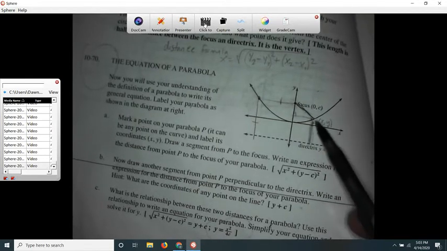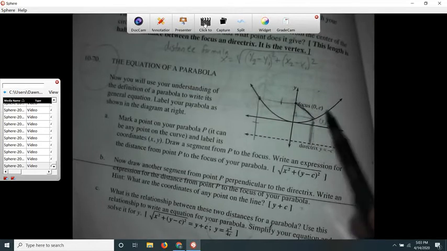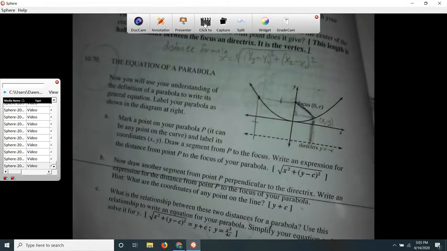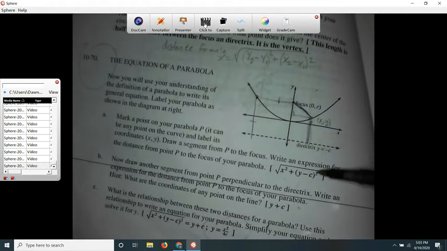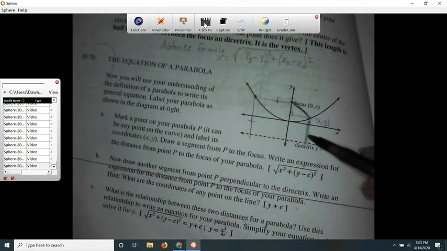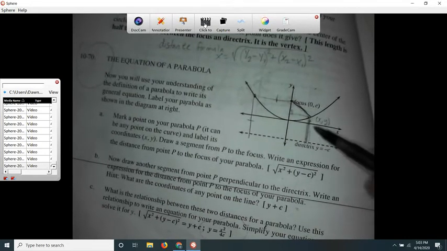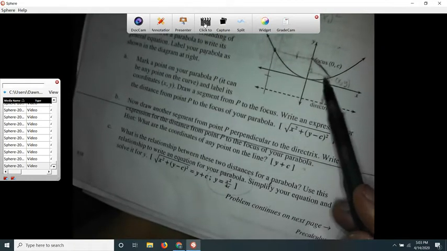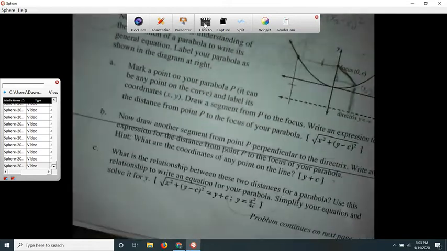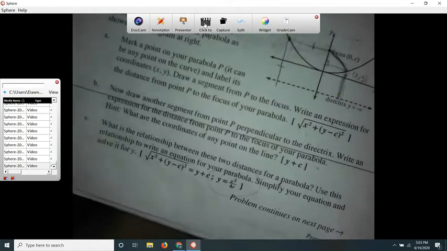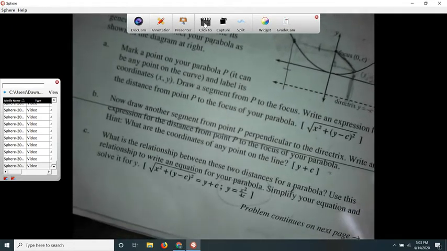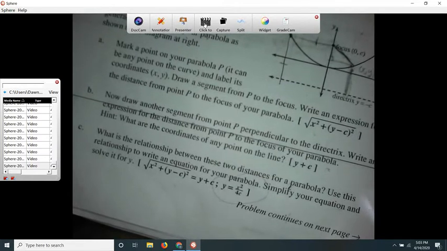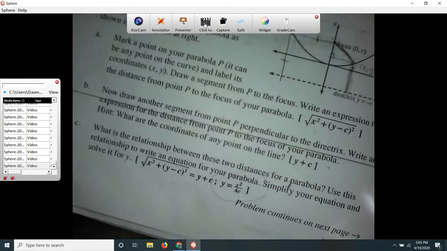The distance between the focus and the directrix has to be the same. So from to the point. So this, I don't know if you can just tell, it's y plus c, because if this is negative c, like from here to here, then this little extra bit of height, that's y. So it's y plus c. Okay, and then we're going to set these equal to each other because that's the definition of a parabola, that this length and this length are supposed to be equal. So it says, what is the relationship between these two distances for a parabola? We're supposed to know that they are equal. Use this relationship to write an equation for your parabola and simplify your equation and solve it for y.